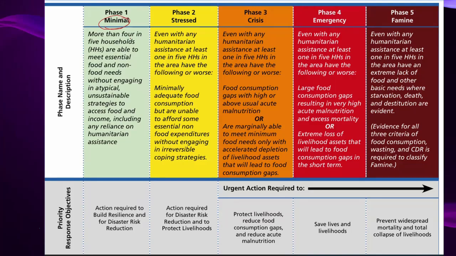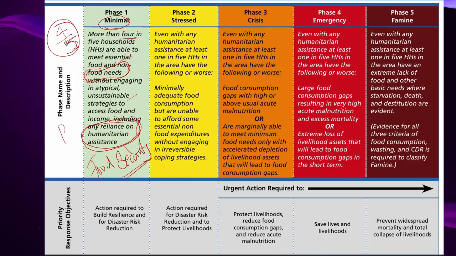In this, more than 4 out of 5 households are able to meet the essential food and non-food needs without engaging in any atypical unsustainable strategies to access food and income, including any reliance on humanitarian assistance. So this is food security, right? That means more than 4 out of 5 households are able to meet their food and non-food needs by themselves, without relying on any humanitarian assistance. So this is phase 1.